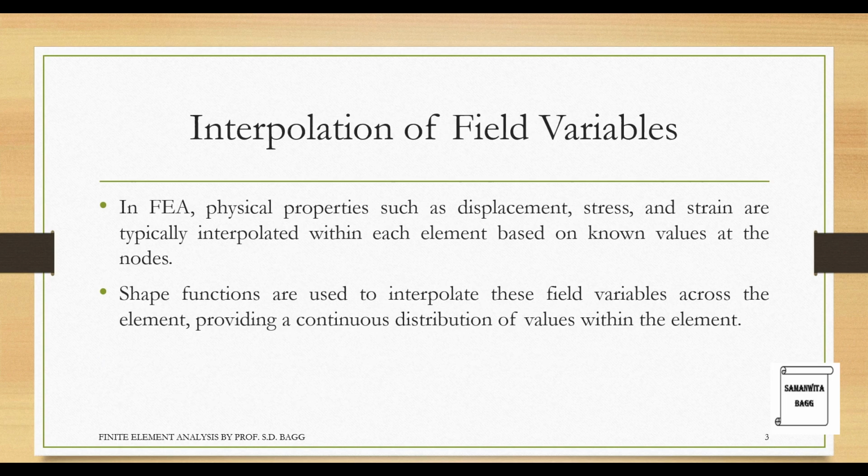Interpolation of field variables. In FEA, physical properties such as displacement, stress, and strain are typically interpolated within each element based on known values at the nodes. Shape functions are used to interpolate these field variables across the element, providing a continuous distribution of values within the element. So we can use shape function to find the value of these field variables at the nodes that we desire, and also interpolate and find the values between the two geometrical nodes.